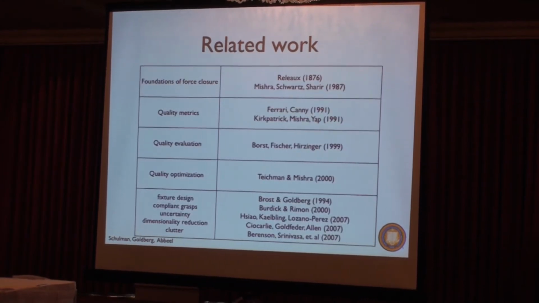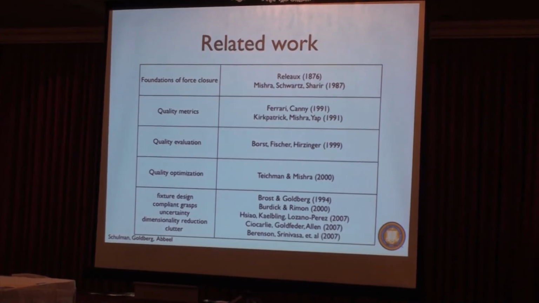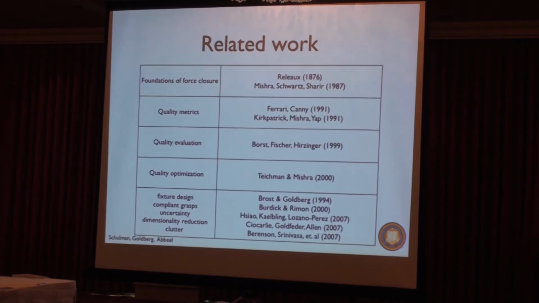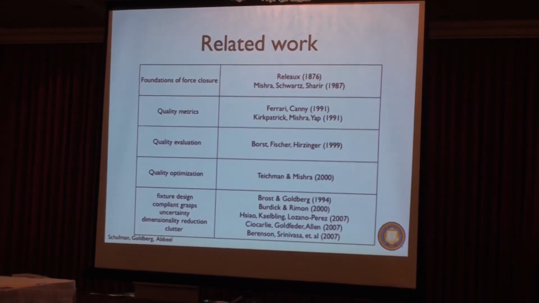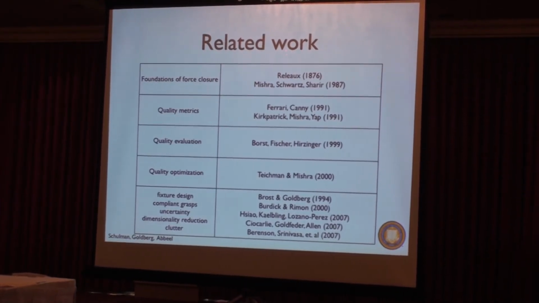So here I'm just going to give a sample of some of the previous work on grasping, including the work that we build on. So the first ideas of force closure are due to Rouleau in the 19th century. And then Mishra, Schwartz, and Sharir proved a lot of the results about how many contacts you need for force closure. Then two papers, one by Ferrari and Canny and the other by Kirkpatrick, Mishra, and Yap, introduced the quality metrics that we consider. In particular, the Q-infinity quality metric was defined by Ferrari and Canny.